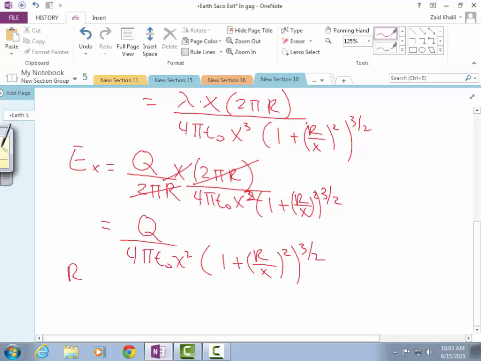But what's r over x approximately? Zero. So therefore, the electric field is approximately Q over 4 pi epsilon 0 x squared. And remember, x squared is effectively your r squared, because the distance from the center of the ring is effectively equal to the distance to the top of the ring. Just take a look.